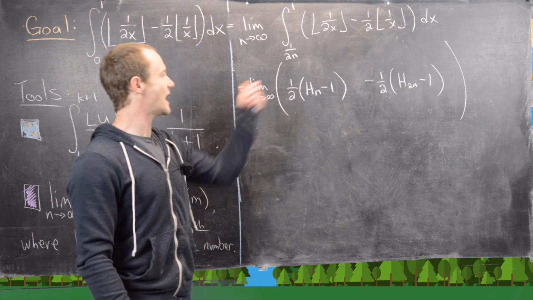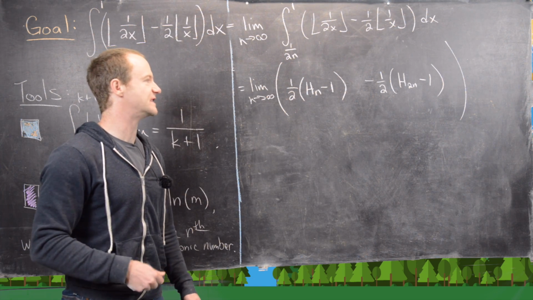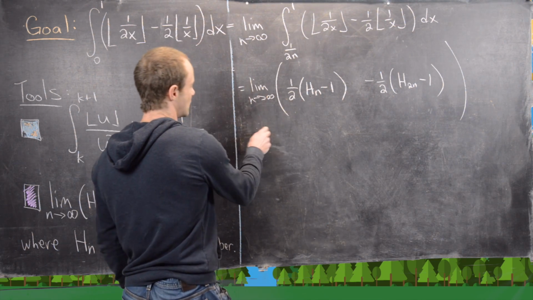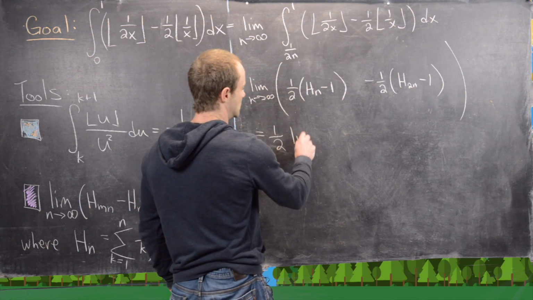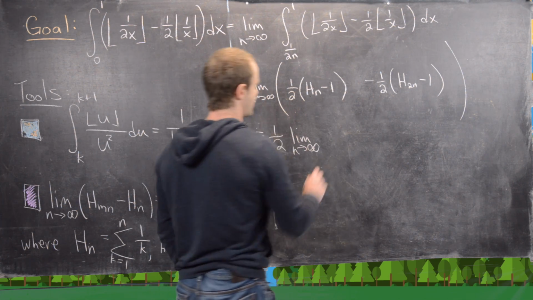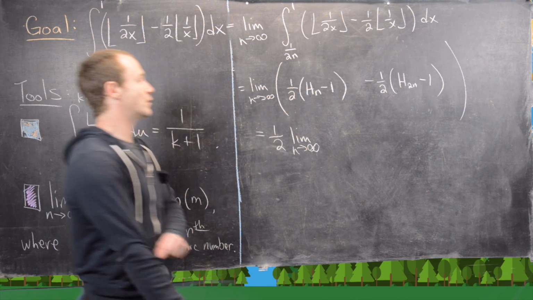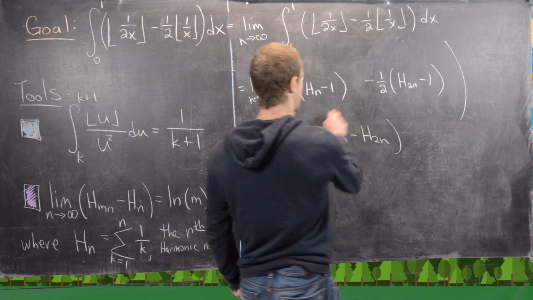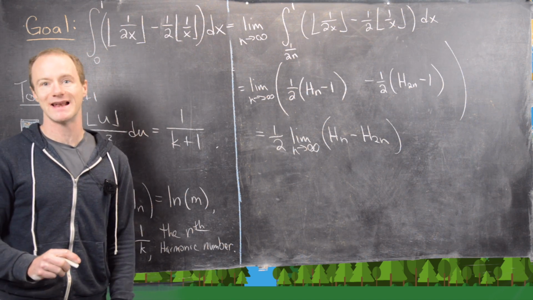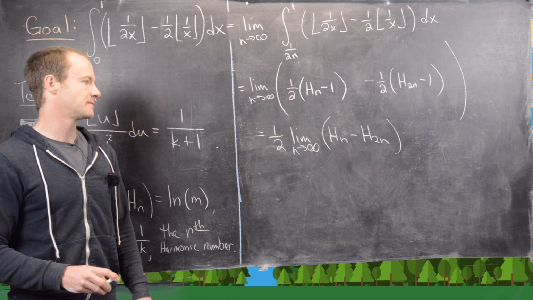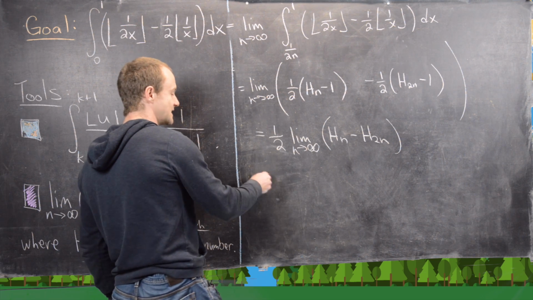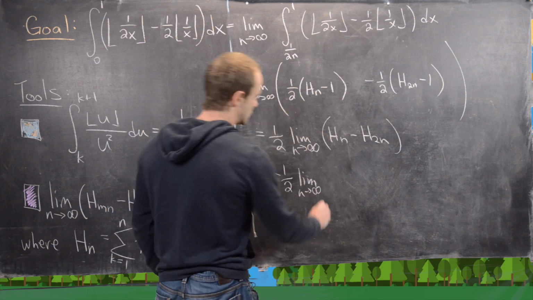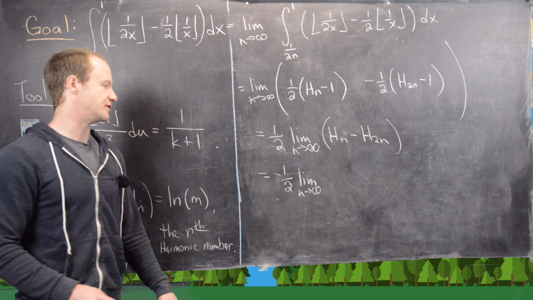Okay, and now we can go ahead and simplify this stuff that's inside of these big parentheses and then take the limit using our second tool. So I'm going to go ahead and bring a half out of the whole limit, because notice that's a common factor. And then we're going to be left with H_n minus H_2n. In other words, the nth harmonic number minus the 2nth harmonic number. Now the next thing I want to do is take a minus sign out of that as well, in order to make it look exactly like our tool, although we can infer what's going on without doing that.